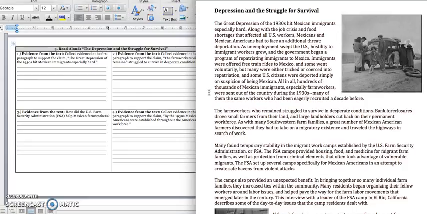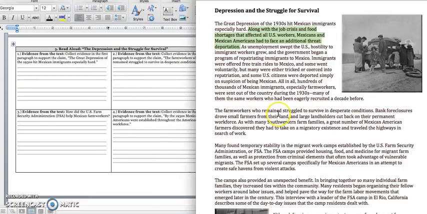Okay, so let's think back to this idea that the Great Depression of the 1930s hit Mexican immigrants especially hard. And one of the quotes that I think supports this statement is the second sentence that says, along with the job crisis and food shortages that affected U.S. workers, Mexican Americans had to face an additional threat, deportation. I would underline that sentence and write it in box 1. Press pause to write down your answer and play when you're ready for the second quote.